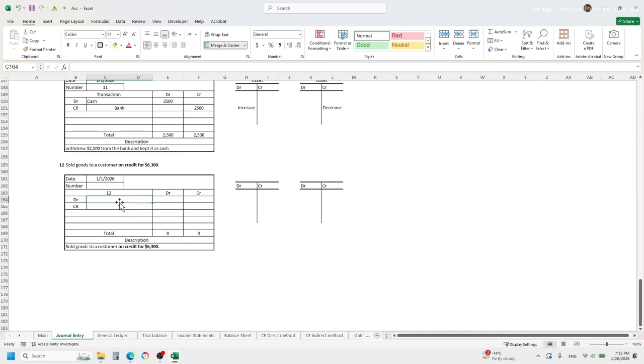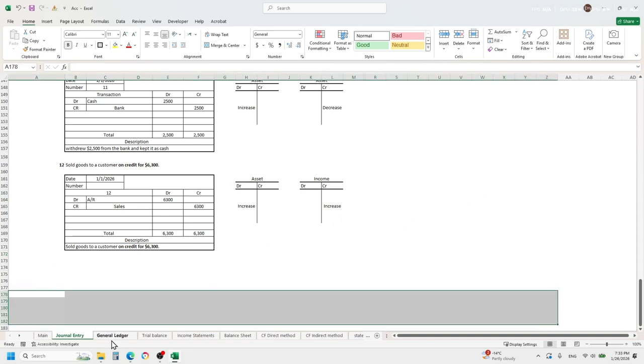And it's an asset account, so when it increases, it's a debit, and selling is a credit account, also increasing, so we credit it. 6,300. The asset account increases by accounts receivable, so we debit, and the income account, a credit balance, also increases, so we credit. That's the end of this lesson.